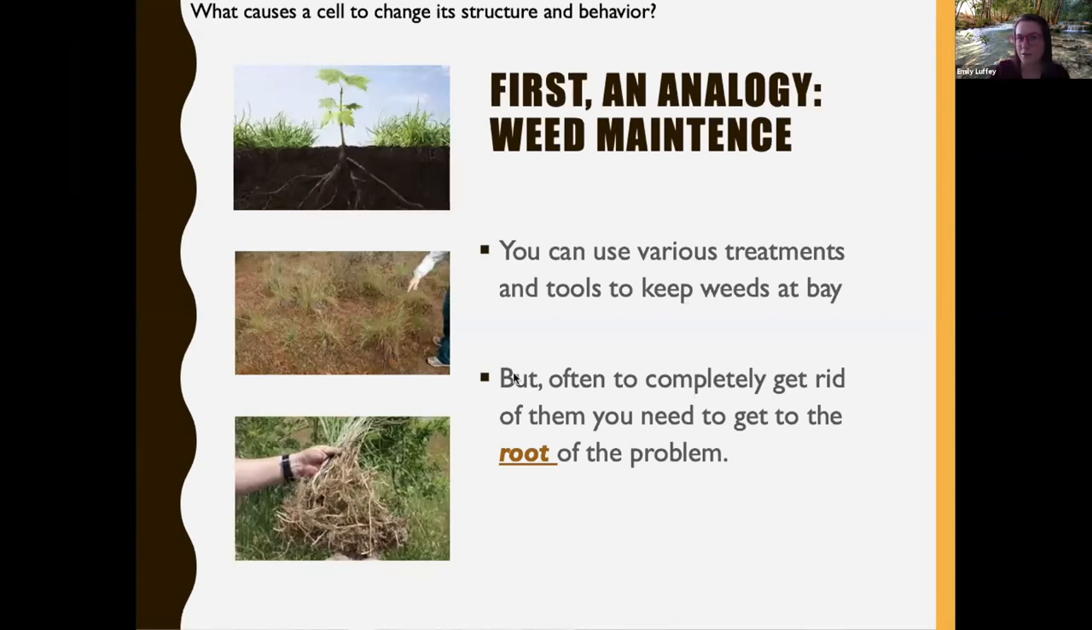But back to our question. What causes a cell to change its structure and behavior? As I showed, it's not just a change in DNA sequence, so what is it? I think this analogy is a good way to approach this question, so I'm going to start with this: weed maintenance. If you garden, you know that there are various tools and treatments that you can use to keep weeds at bay. But often to completely get rid of them, you have to get to the root of the problem and pull them out by the root.